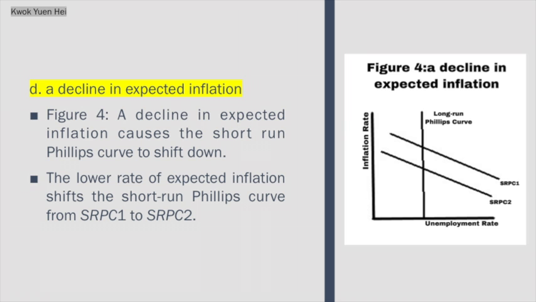A decline in expected inflation causes the short-run Phillips curve to shift down, as shown in Figure 4. The lower rates of expected inflation shift the short-run Phillips curve from short-run Phillips curve 1 to short-run Phillips curve 2.